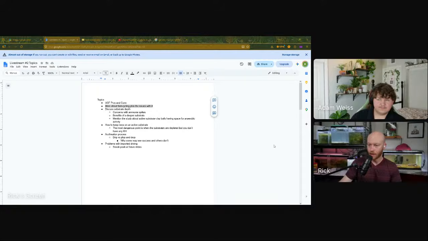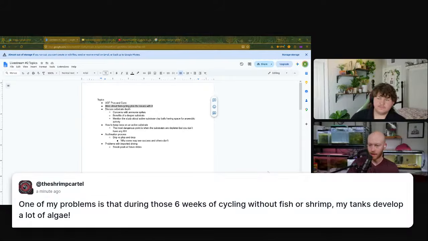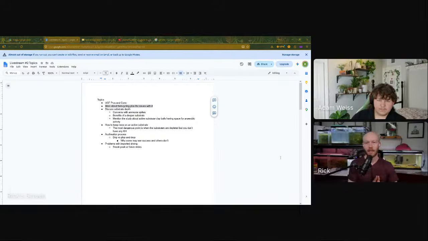Shrimp Cartel: one of my problems is that during those 6 weeks of cycling without fish or shrimp, my tank develops a lot of algae. And yeah, that can definitely be an issue. In the first 6 weeks, it can get a little bit ugly. There's kind of an imbalance of nutrients. You could reduce the amount of light that your tank is getting, and you'll still see good growth of the microorganisms and the beneficial bacteria. That algae is supporting the ecosystem, but you don't necessarily need a ton.